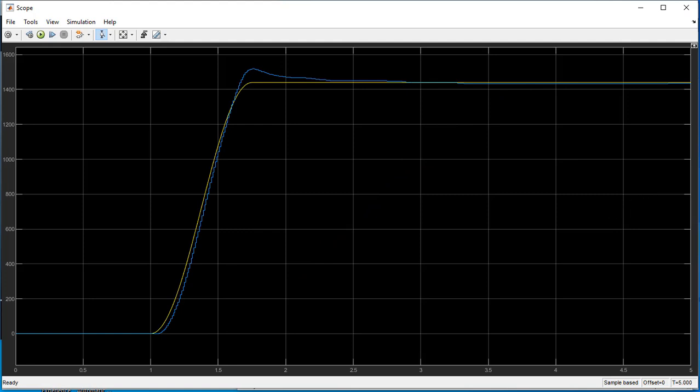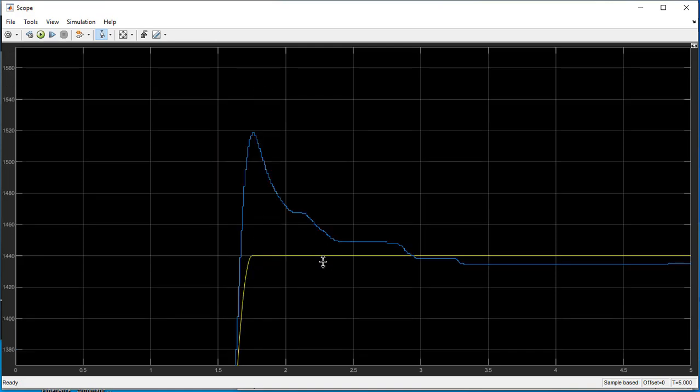Here's our response this time, and clearly we're asking it something more difficult to do. We'll immediately see there's quite a bit of lag, at least compared to our previous example. And I think the thing I'll focus on the most is this overshoot. The gold is what we're trying to do, and we're supposed to finish at 1440 degrees, and you'll see that we're overshooting by almost 80 degrees.